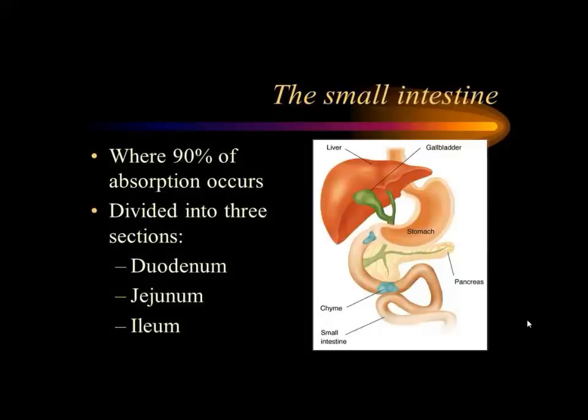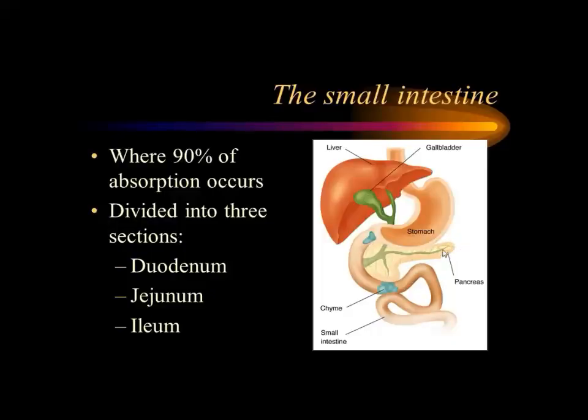The small intestine has three parts and does 90% of absorption: duodenum, jejunum, and ileum. The duodenum is this little first part coming down from the stomach, and then from the ligament of Treitz all the way down till almost the very end is the jejunum, and the terminal part is the ileum, which attaches to the cecum, and that's where the appendix is. We'll show that in a little bit.